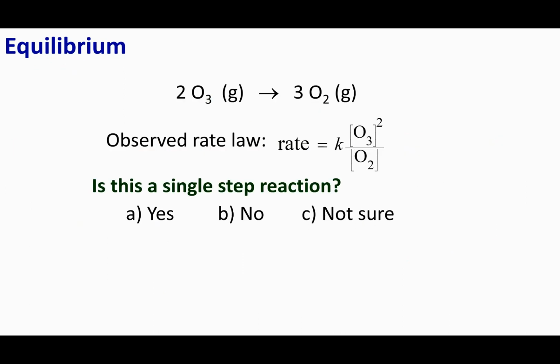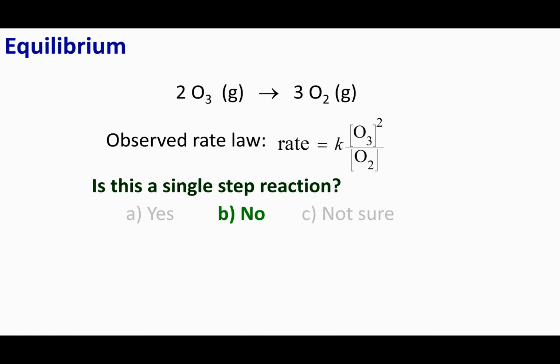All right, so let's go to our next quiz. Here's the reaction that I want to propose to you. If you're an atmospheric chemist, you look at ozone, O3, becoming oxygen. I want you to note that the observed rate law, meaning the experimental rate law, was found to be this. So tell me, does this occur in a single step?